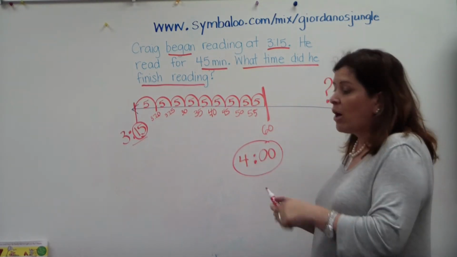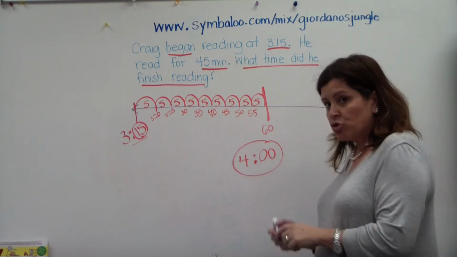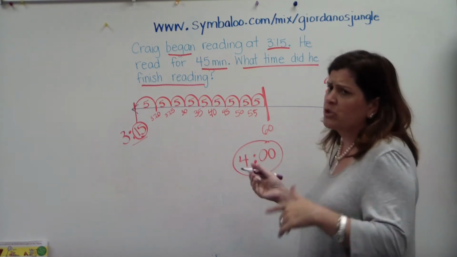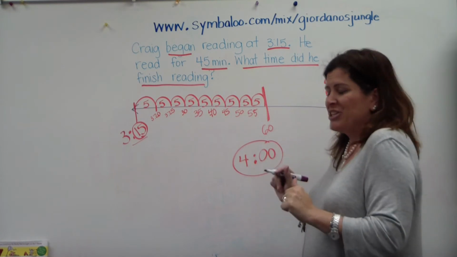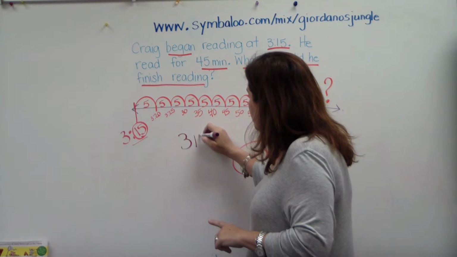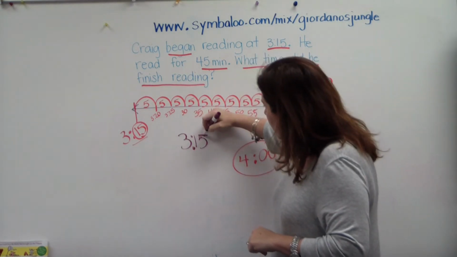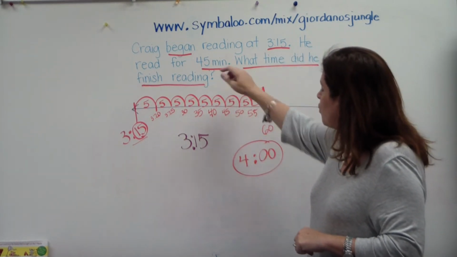Okay? Now, I'm going to show you the trick to doing this as well using addition and subtraction. Or excuse me, just addition, really. You could use subtraction when you're trying to find start times versus end times, but we're doing addition right now. So let's take a look. We knew again that our start time was 3:15, right? We know that he read for 45 minutes.